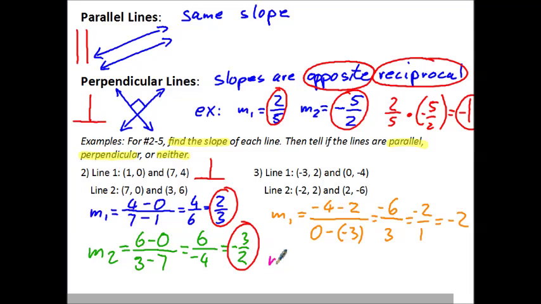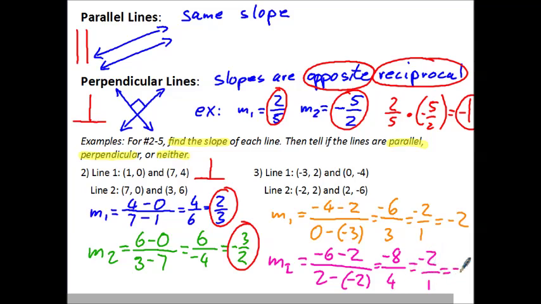And line 2 has a slope of -6 minus 2 over 2 minus -2, which is -8 over, and again, two minuses in the middle here make it a positive, make it an addition, over 4. Go ahead and simplify: -2 over 1 or simply -2. And we can say these two answers are the same, two slopes are the same. Those two lines are parallel.